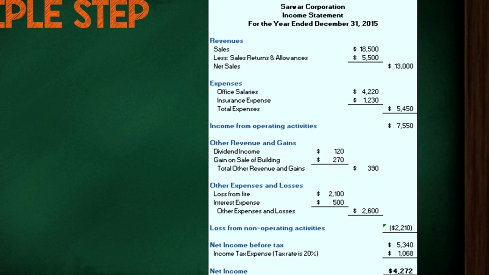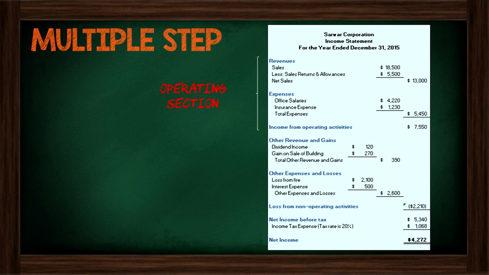So what we do, the general idea, is we record all of our operating stuff up top and then our non-operating stuff at the bottom. Okay, so that first revenue section is operating revenue, and the first expense section is operating expenses. And then the second part, the second revenue section, is non-operating revenues, and the second expense section is non-operating expenses.